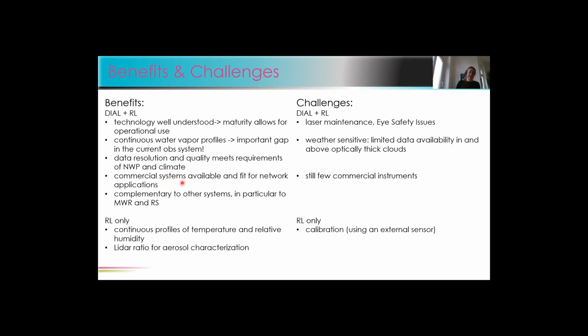And these systems are commercially available, and the ones that are available are fit for network applications, but still, as a challenge, there are only few ones. The systems complement perfectly microwave radiometer and radiosonde information. And the Raman LiDAR also provides continuous temperature and relative humidity profiles plus the characterization of aerosols. But Raman LiDAR, in contrast to DIAL systems, needs to be calibrated, so using external sensors. So this is all from my side. Thank you.